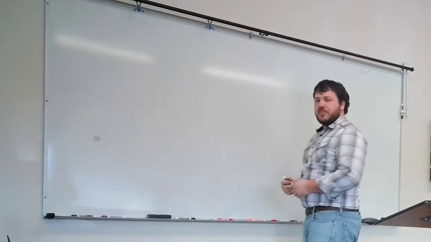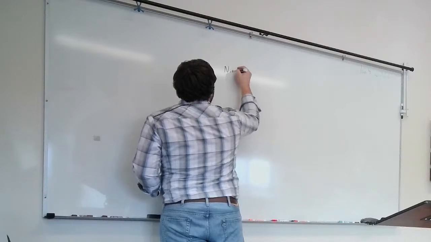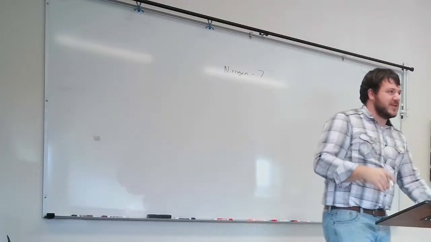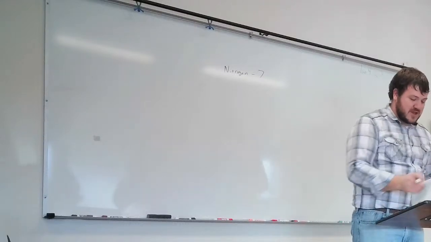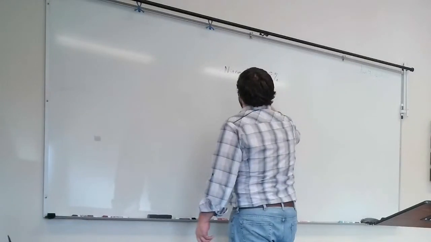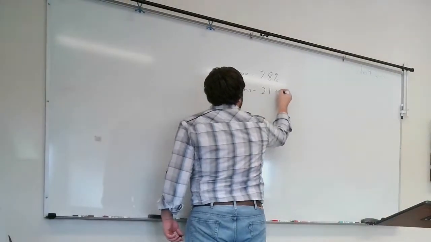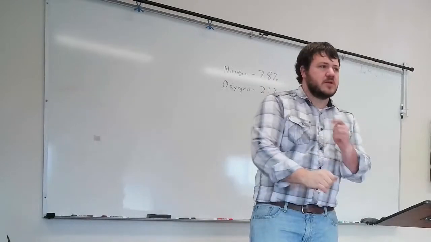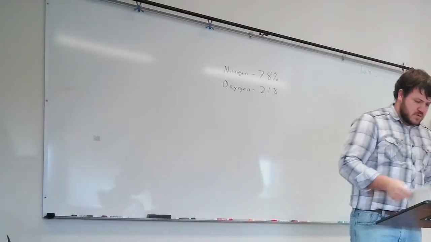What percent is nitrogen? 70, 72, 78, 73? 78. It's 78%. 78% nitrogen. What about oxygen? About 21% oxygen. And what about carbon dioxide? It says carbon dioxide is about 0.03%. That's more like it.